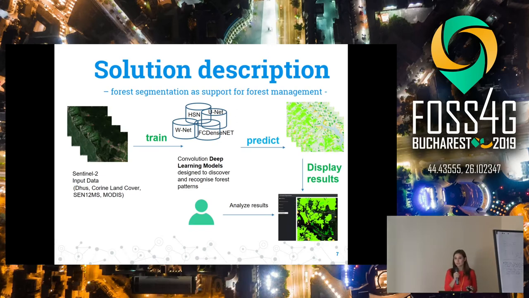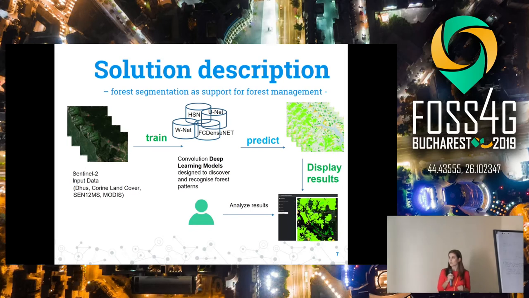In order to do this, we need to use data sets and deep learning models. We have used two data sets. One is a publicly available data set that has recently been released. It's called SEN12MS and it contains Sentinel-2 data. After pre-training our models with that data set, we used our own data set composed from Sentinel-2 data over the Romanian area. And we have used the Corine land cover ground truth classes for it.